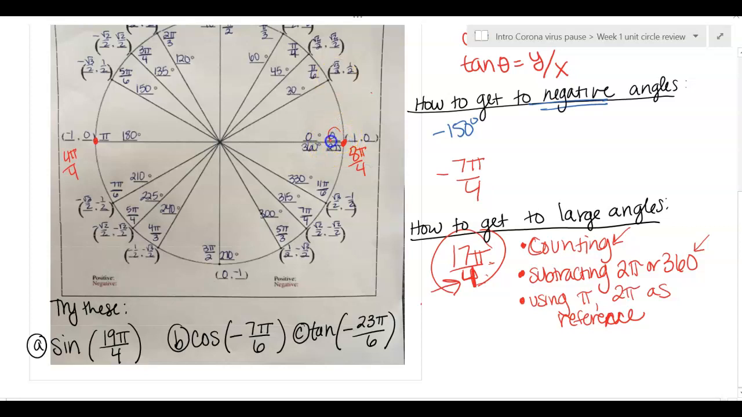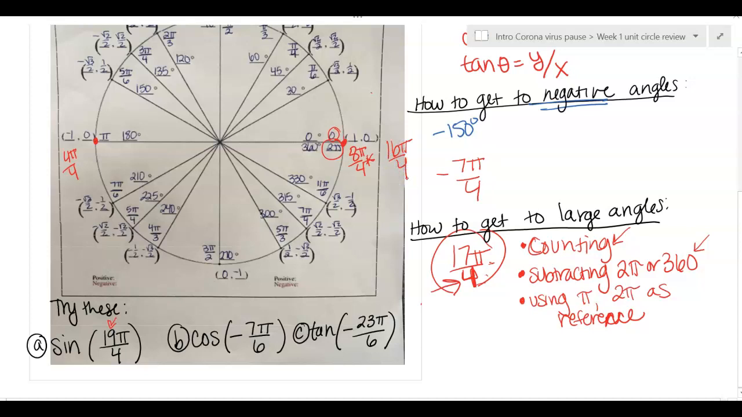So again, I start at 0. One whole time around the circle is 2 pi, but I'm going to think about it as 8 pi over 4. Can I go another 8 pi over 4? Yes, because 8 plus 8 is 16. That still isn't 19 yet. Can I go another 8 pi over 4? No, because 16 plus 8 would be 24. Okay, so I've gone 16 pi over 4 and landed at this same spot, and I need to go 19 pi over 4.